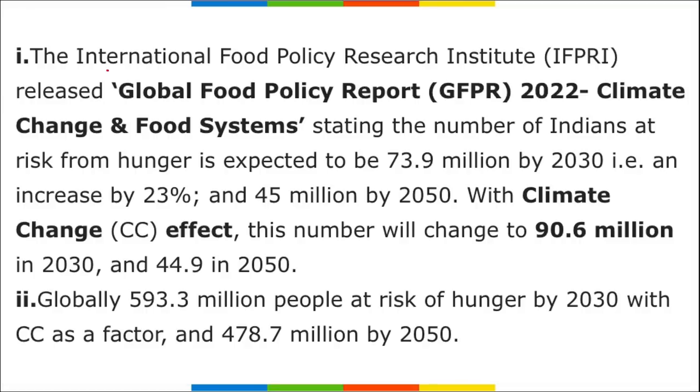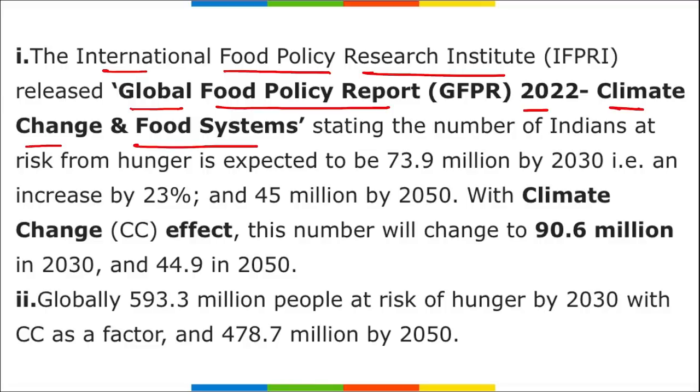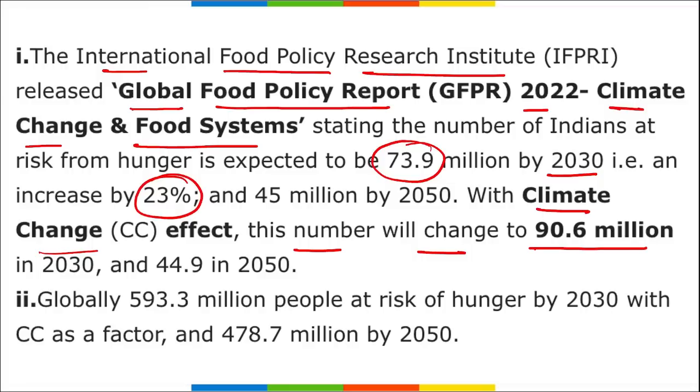All right, recently International Food Policy Research Institute released a report that stated Global Food Policy Report 2022 Climate Change and Food System. They stated that the number of Indians, those who are at the risk of hunger, is expected to be around 73.9 million by 2030. That is an increase by 23%. Highly important. With climate change effect, this number will change to 90.6 million in 2030 and 44.9 million in 2050.